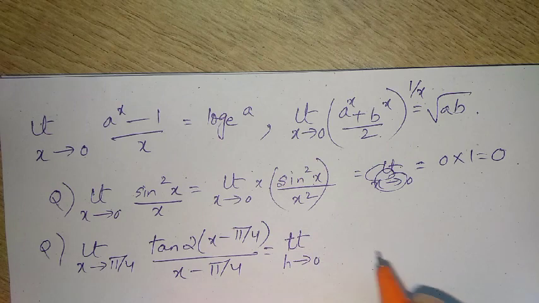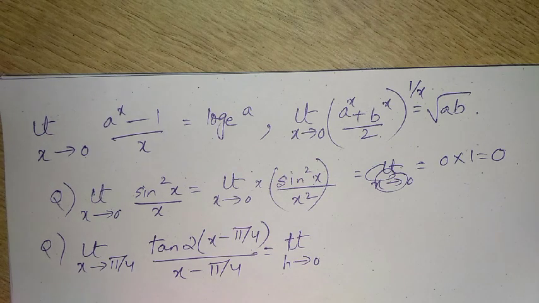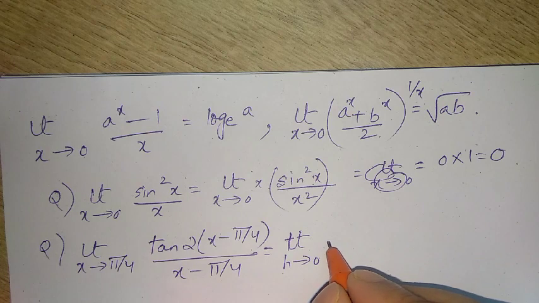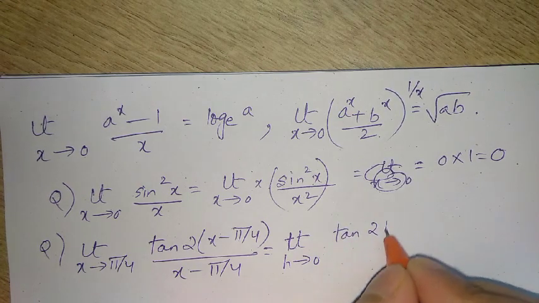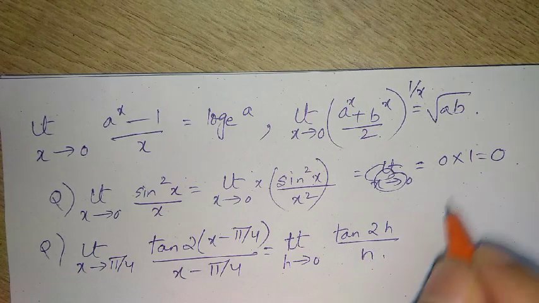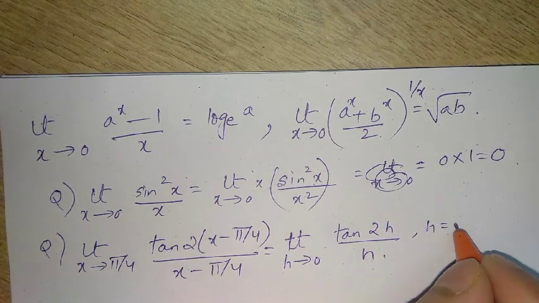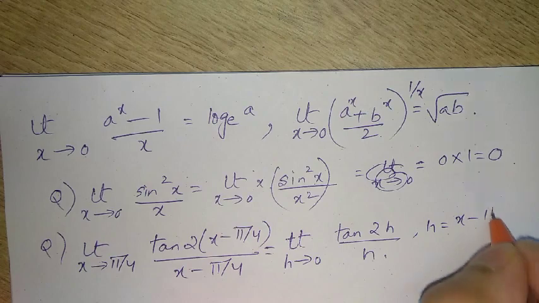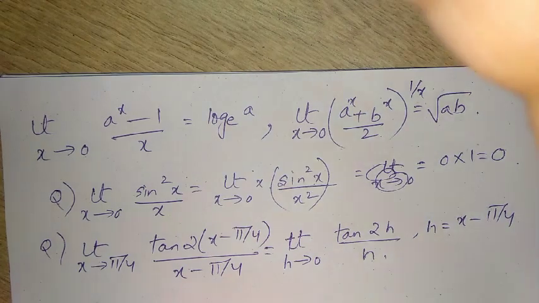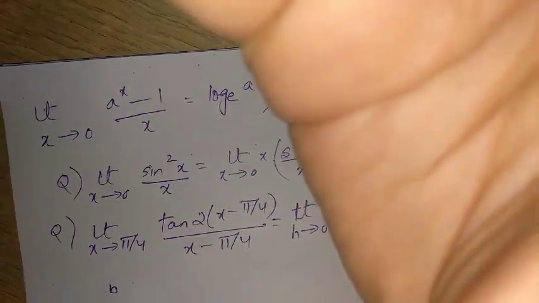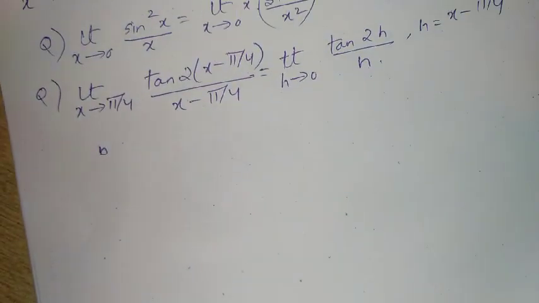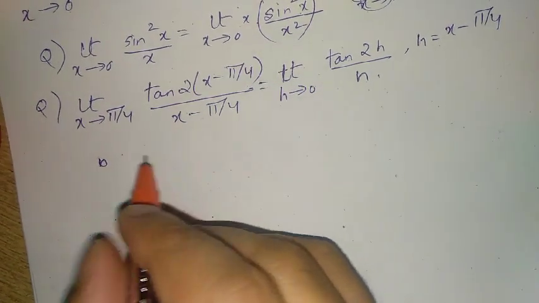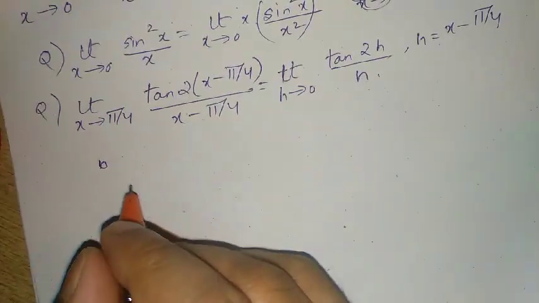Okay, this is equal to limit, how to solve this? You see, it is equal to limit h tends to 0. Why am I doing this? Because I am substituting: limit h tends to 0, tan of 2h divided by h. Here h is equal to x minus pi by 4. Okay, so till here we have done.